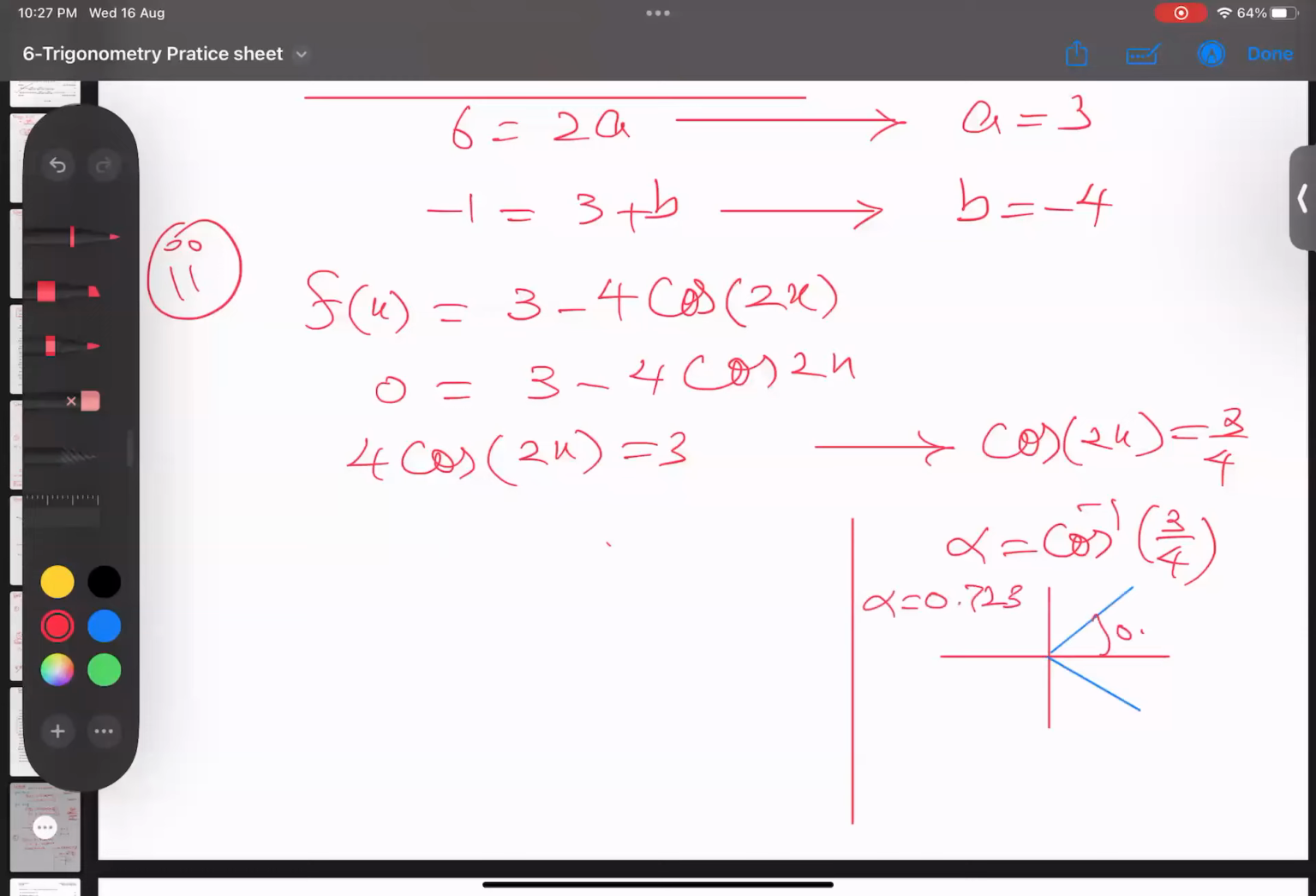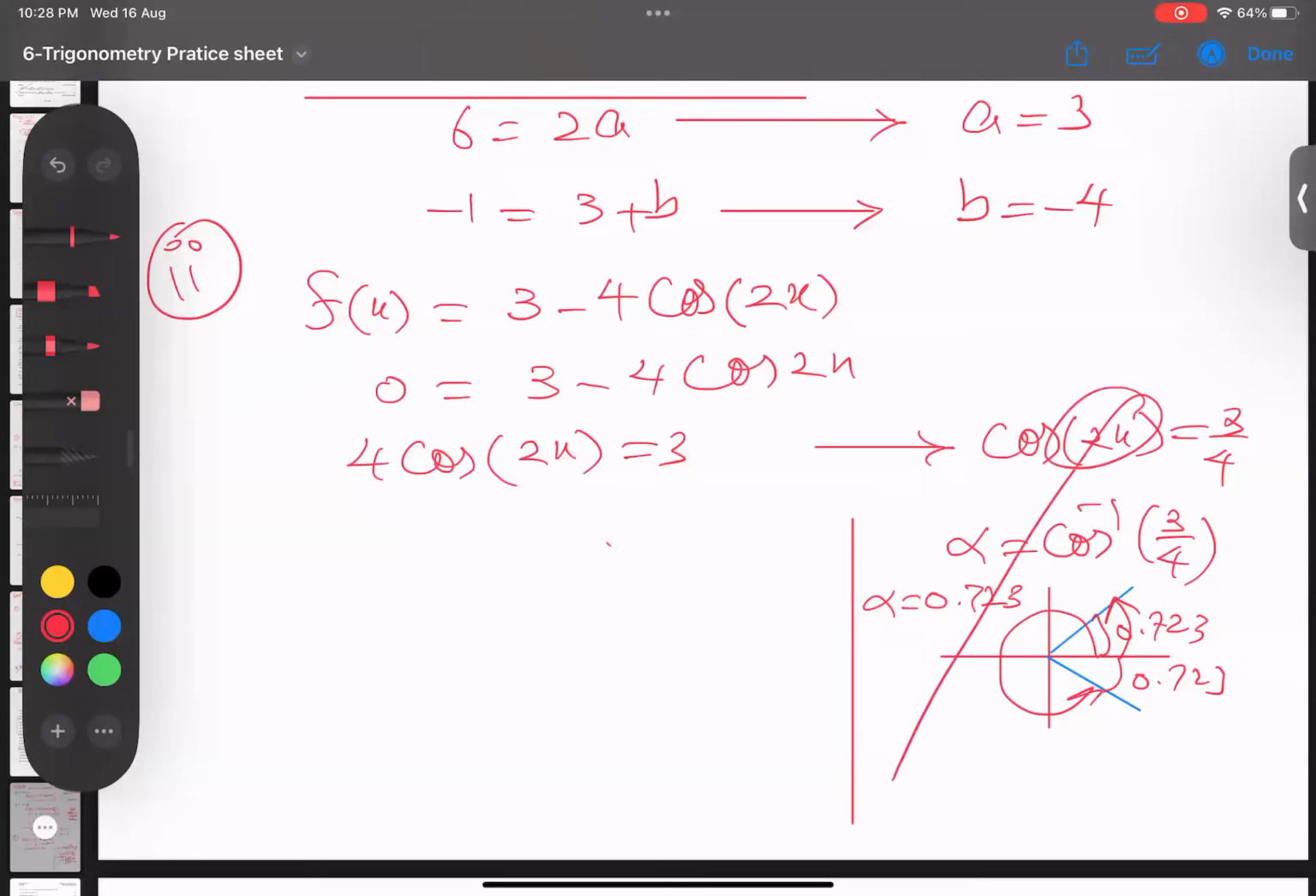Okay, this is 0.723 and is also 0.723. So first answer is this, and second answer is this. But you know, he said till pi, so this is out of range. But wait a minute, please, because we have a double x, so maybe it comes in range.